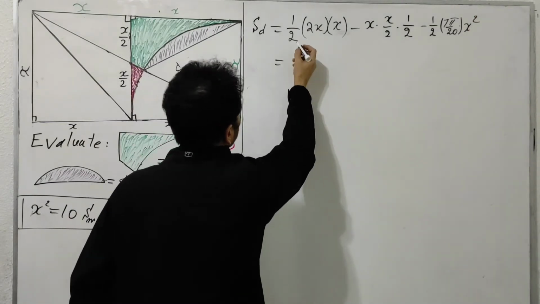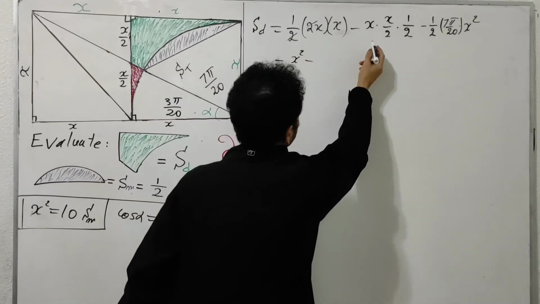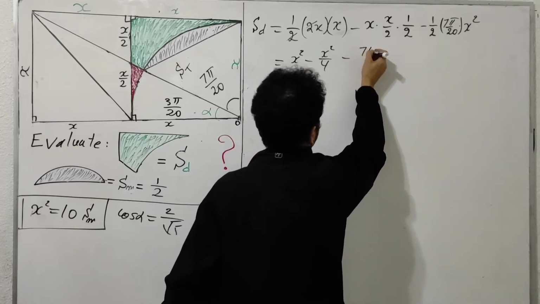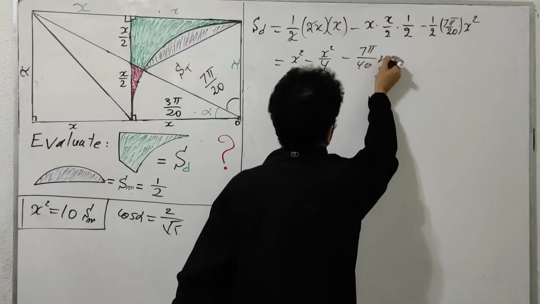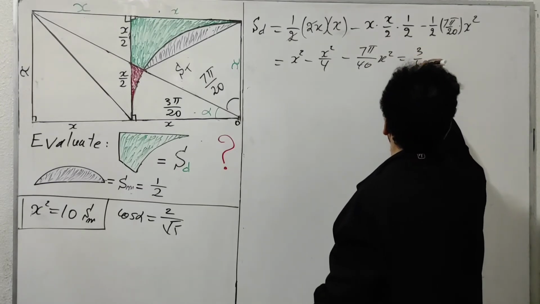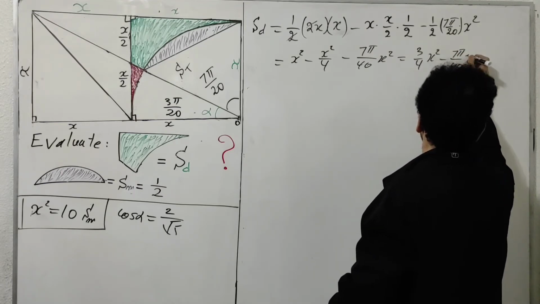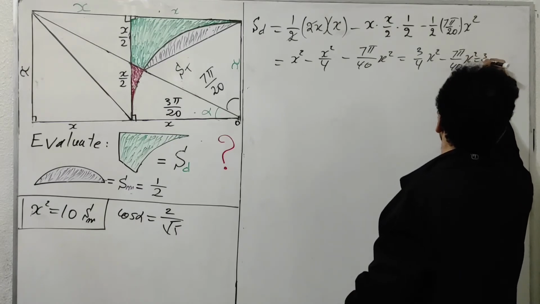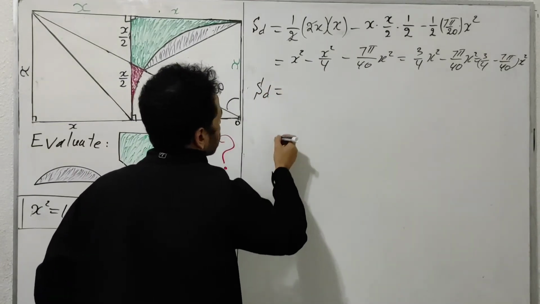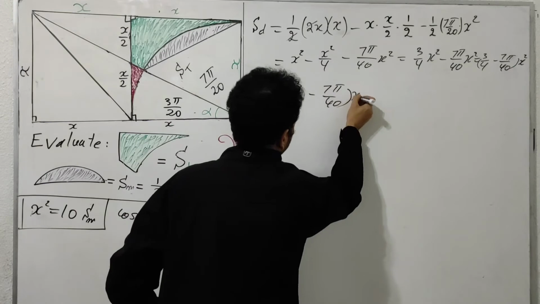Now I'm going to simplify this equation. The 2 will cancel out with the 2. I will get x squared minus x squared divided by 4, minus 7 pi divided by 40 x squared. Simplifying this more, it gives me 3 over 4 x squared minus 7 pi over 40 x squared. By taking x squared as a common factor, since we know SD equals 3 over 4 minus 7 pi over 40 multiplied by x squared.